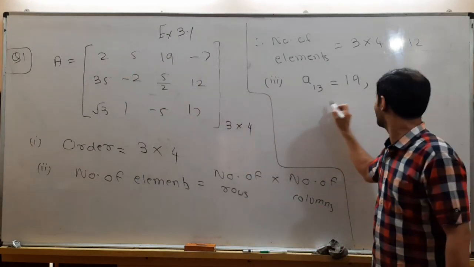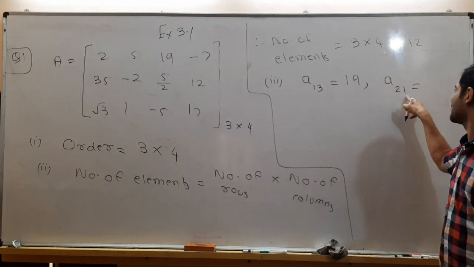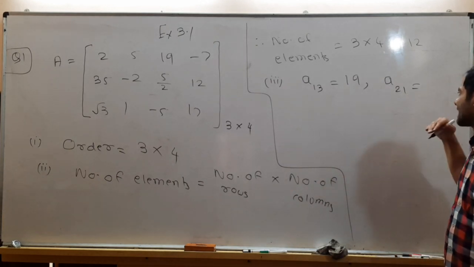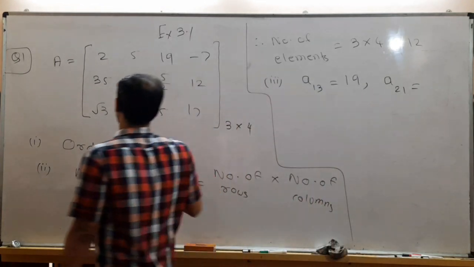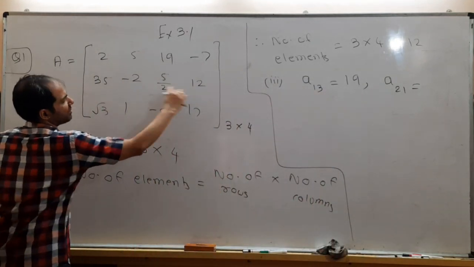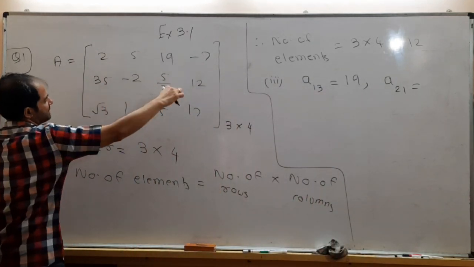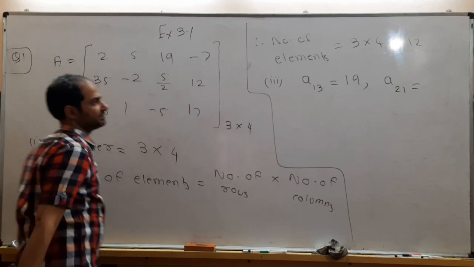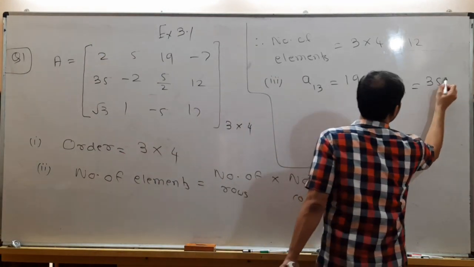Then they have asked A21. A21 is in second row, first column. It is in second row, first column. So second row, first column. Second row, first column. So 30. So A21 is 35.